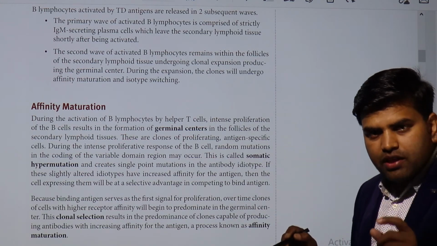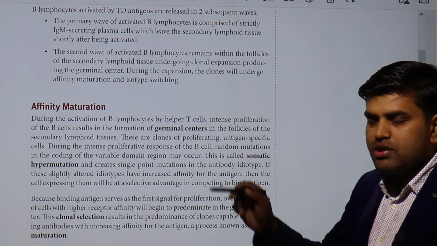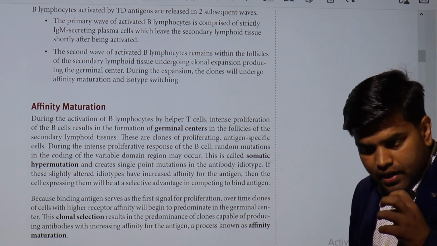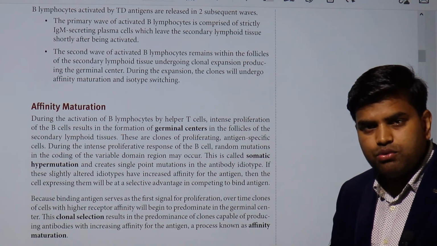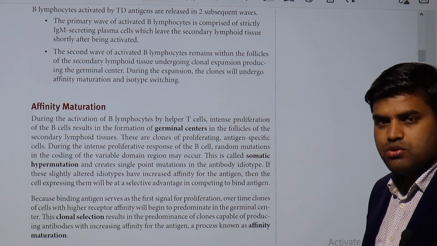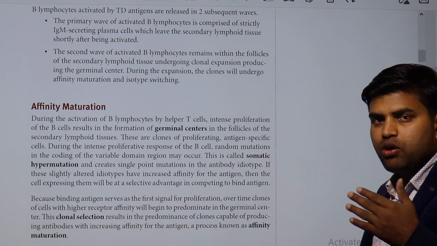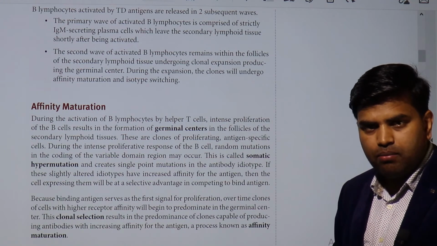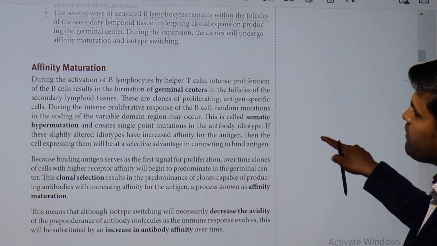The term itself is saying that affinity maturation means the ability of binding to the antigen. So if the antibody has increased affinity to bind to the antigen, it is called affinity maturation, and isotype switching means it is switched from immunoglobulin M to immunoglobulin G, E or A depending upon the signal. Okay, so let's go through the affinity maturation.